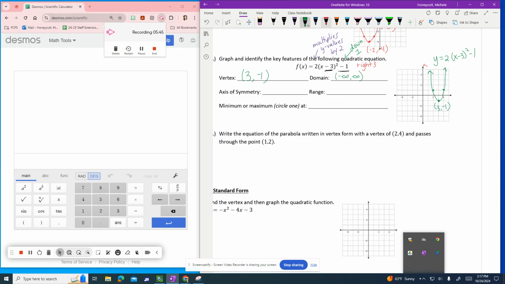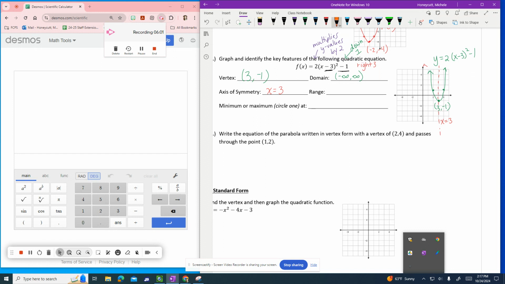The axis of symmetry is the line that goes straight up and down through the vertex. And since it's a vertical line, we write an equation: x equals 3. So make sure to write down x equals, not just 3.